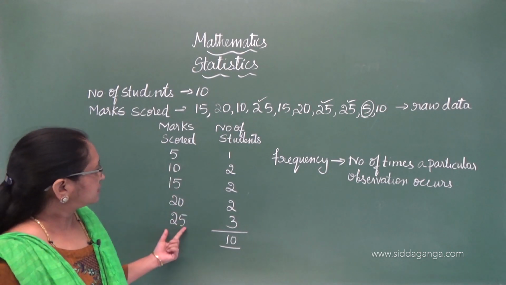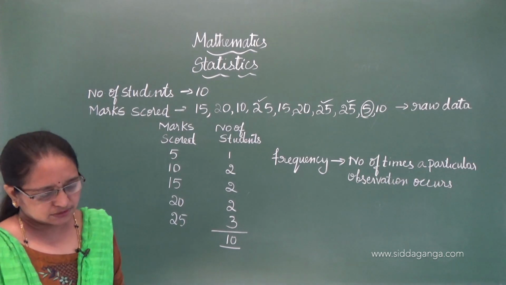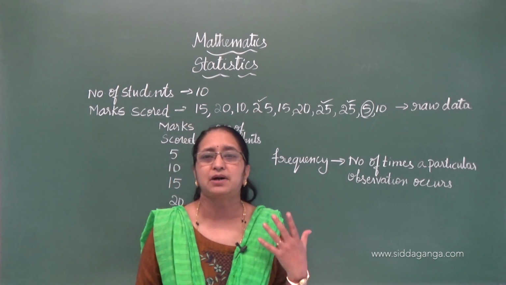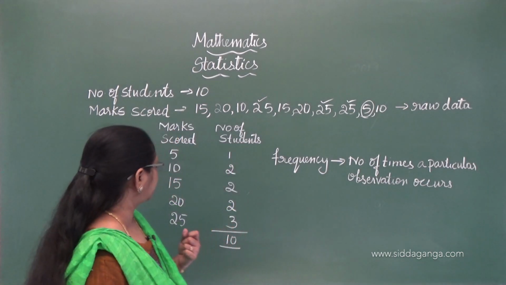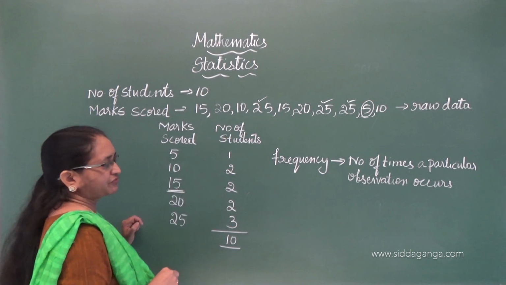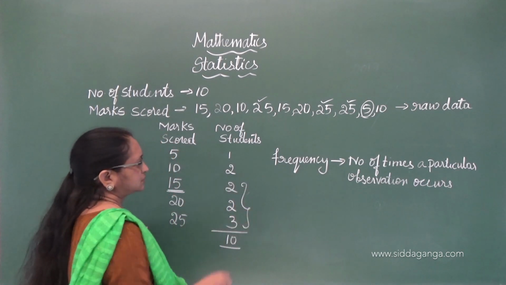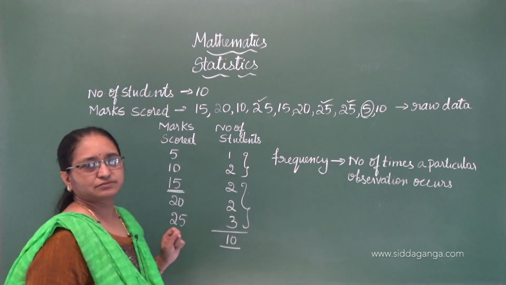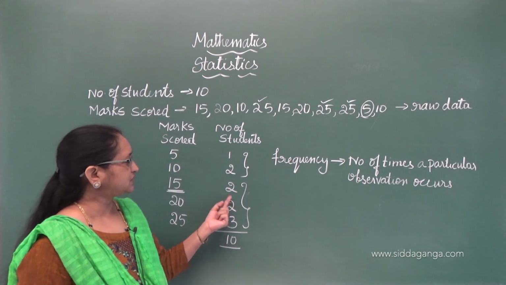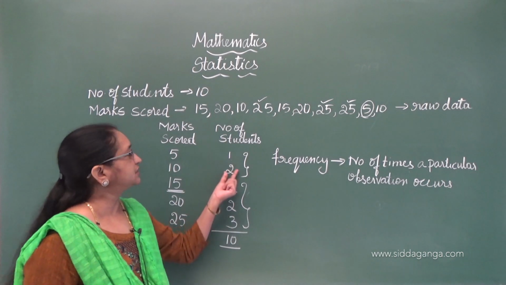Now just see here, will it be easy to find out how many have passed? For example, if I keep 15 marks as the passing mark, then these have passed and these 3 students have failed, correct? If I keep 15 marks as the passing mark, then 7 students have passed in the particular test and 3 students have failed.